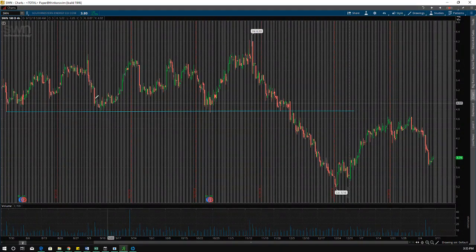So that's our support. We see that the candles kind of obey this line right here and keep bouncing off of it. And now let's draw our resistance.